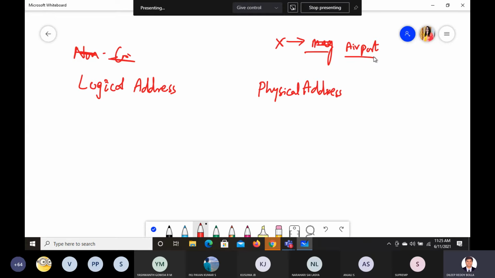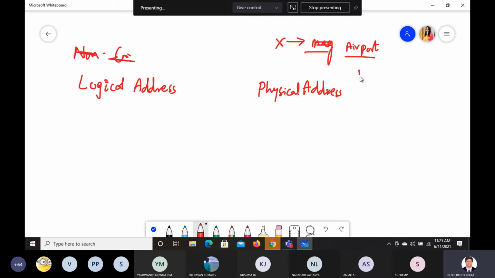You don't know where it is, so you ask someone. Sir, why ask someone, I'll check Google Maps. That's fine, you're asking Google Maps. But the concept here is that when you ask someone over the phone or directly, they will give you the address.